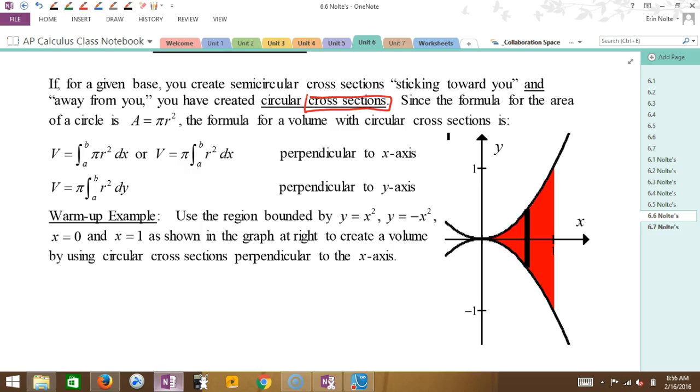they're basically giving you two different functions. Okay, so they have the y equals x squared, which is the top line, and then y equals negative x squared, which is the bottom line, and we've bounded it between 0 and 1. And then we're going to basically find the cross sections that are perpendicular to the x-axis. Okay. Using a circular, that's important too, because we need a shape.